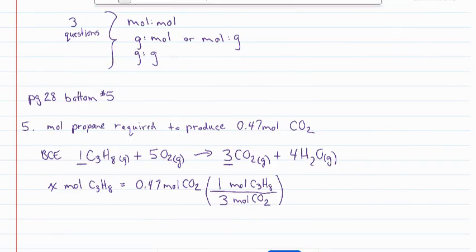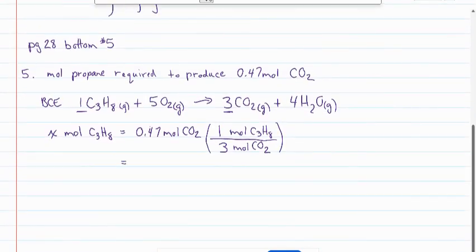Okay, and picking up your calculator for this, we can do this. We cancel out our moles of CO2 and we're left with moles of propane. Now we pick up our calculator, 0.47 multiplied by 1 divided by 3, and we get 0.156666, and I think that's repeating, and that would be moles of C3H8.